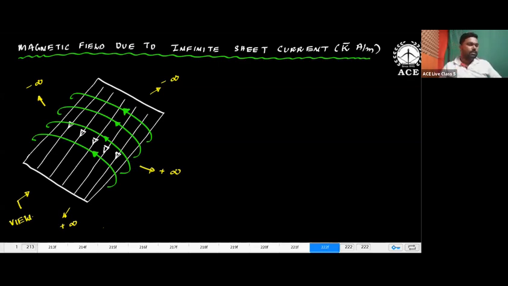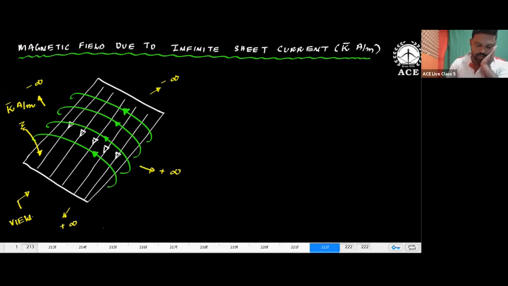If I see the sheet from this side, what am I going to see? I'm going to see only the line. So this is a sheet. If I see it from here, it will look like a line where the current is coming outside. And how am I characterizing this current? I am characterizing this current as K. Units are ampere per meter.